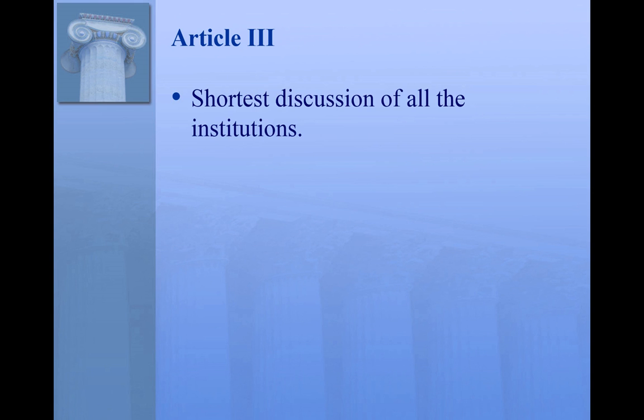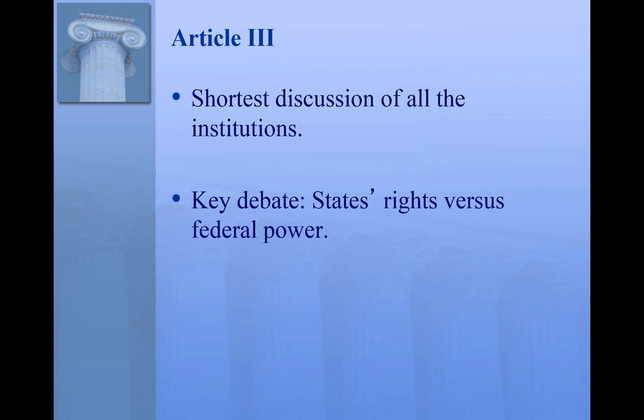It is the shortest of the first three articles creating the national government. It has the shortest discussion of the Supreme Court as an institution, and this is true primarily for two reasons. First, none of the framers had ever been judges. They had been members of state legislatures and the Continental Congress. Some had been governors, but none of them had been judges, and none knew anything really about structuring court systems.